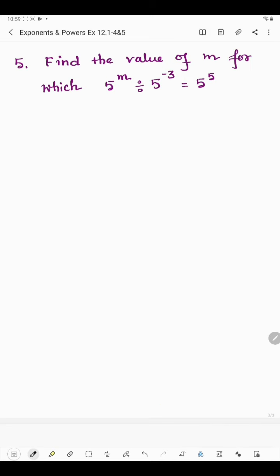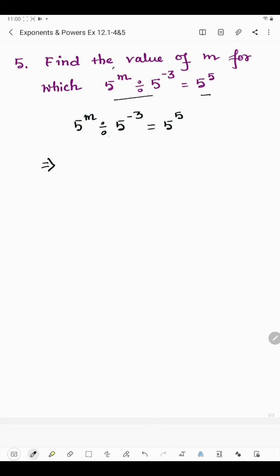Now question number 5 says find the value of m for which 5 raised to the power m divided by 5 raised to the power minus 3 is equal to 5 raised to the power 5. That means here it is given that this is equal to this. So using this relation we will have to find the value of m. So let us write the relation. 5 raised to the power m divided by 5 raised to the power minus 3 is equal to 5 raised to the power 5.